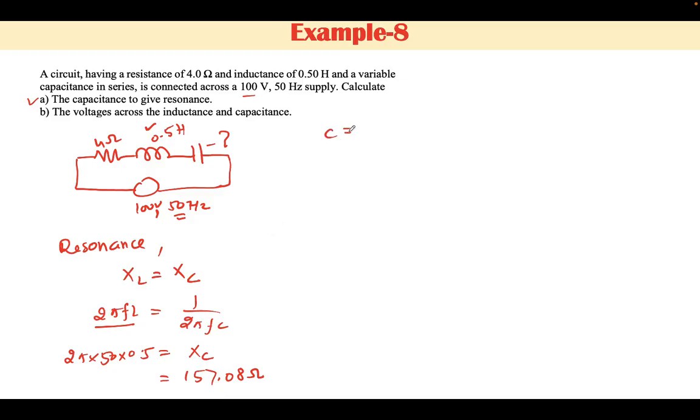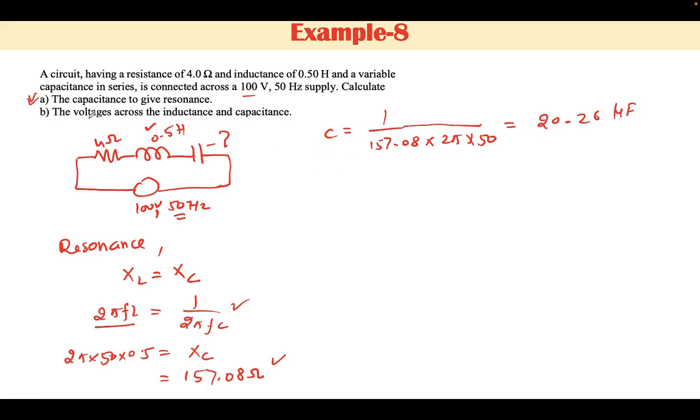Then C will be equal to 1 divided by 157.08 into 2 pi into 50. Just rearrange these two equations. C can be calculated, and the value of this C will be equal to 20.26 microfarad. This is the first answer.